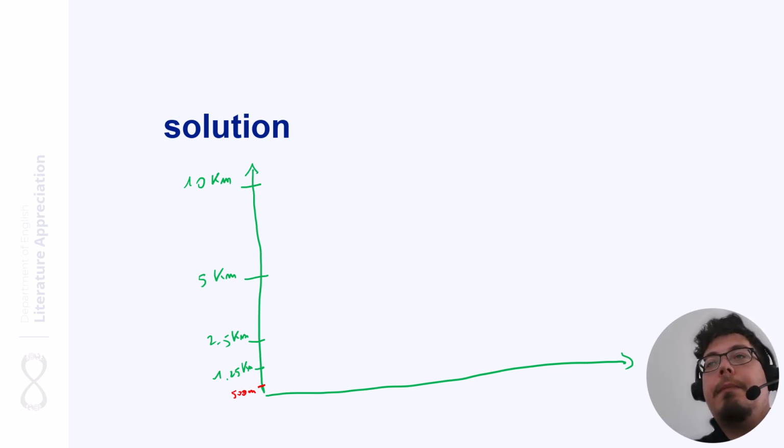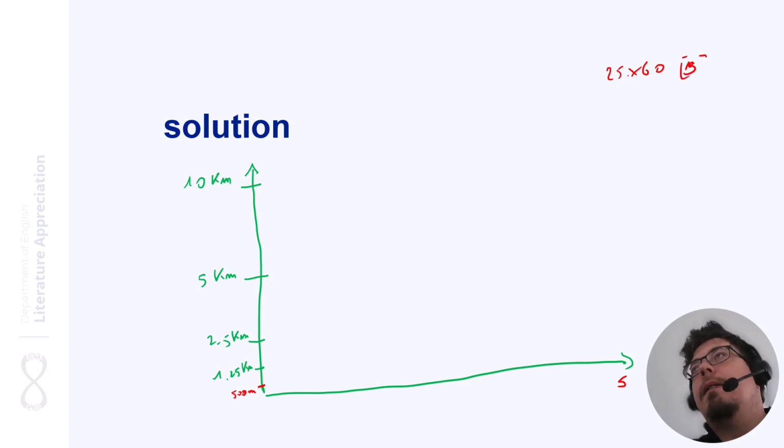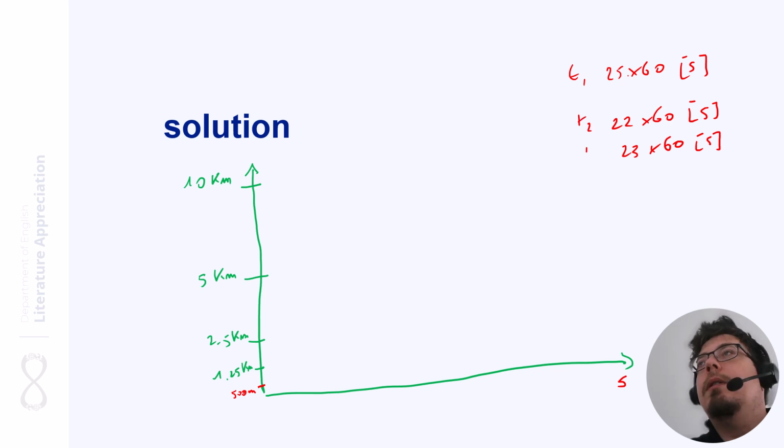And then the first time is 25 minutes. So this is minutes, or seconds if you want. We know that 25 times 60 is in seconds, the first interval of time. And then we have 22 and 23: 22 times 60 and 23 times 60. These are the three different times, T1, T2, T3.